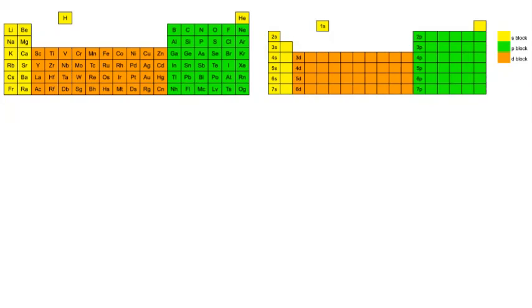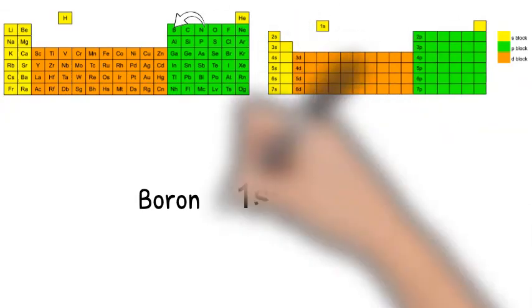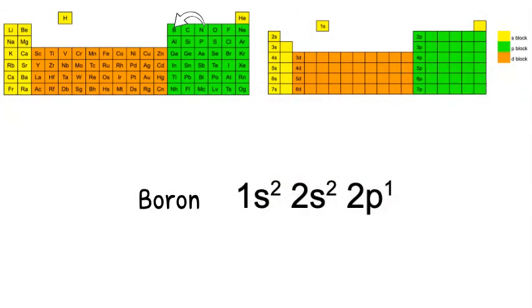Then if we go across to boron, we've moved into a new sublevel. So we've got 1s2, 2s2, and then 2p1. We've put 1 electron into the 2p sublevel. And you can see what that takes us into now is the p block. And it's in the p block because that last electron we put in was in a p sublevel. Next one, carbon, would be 1s2, 2s2, 2p2.